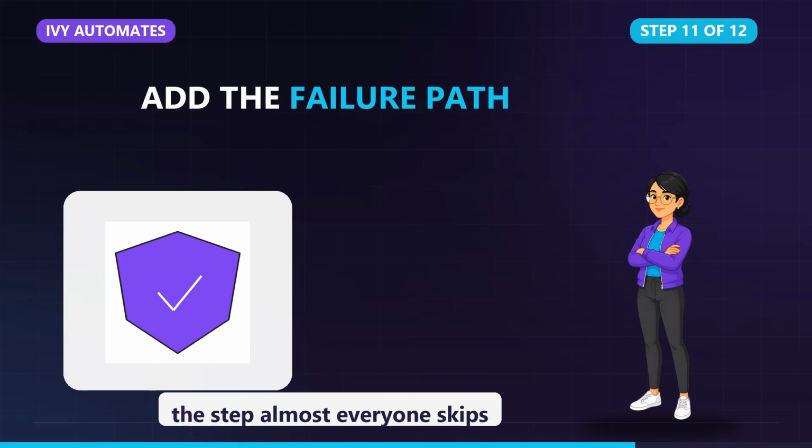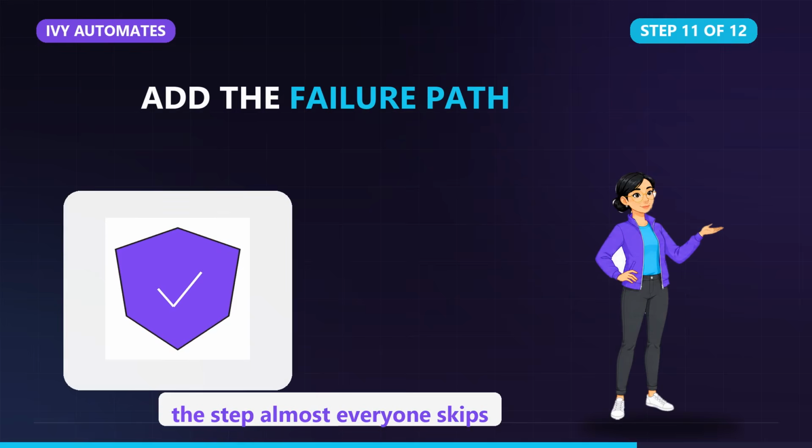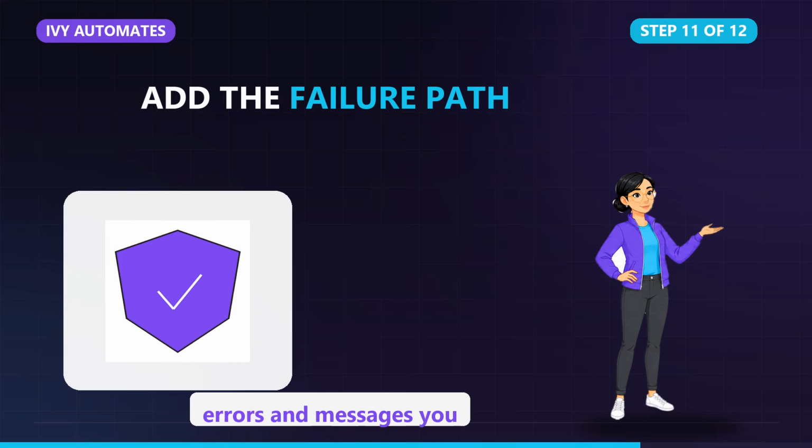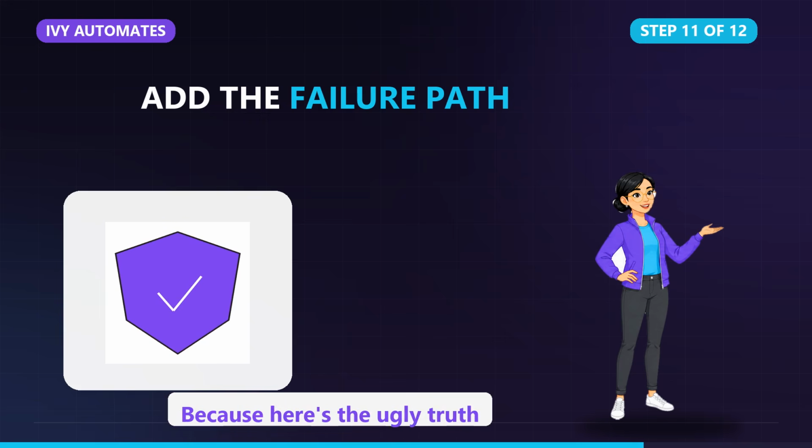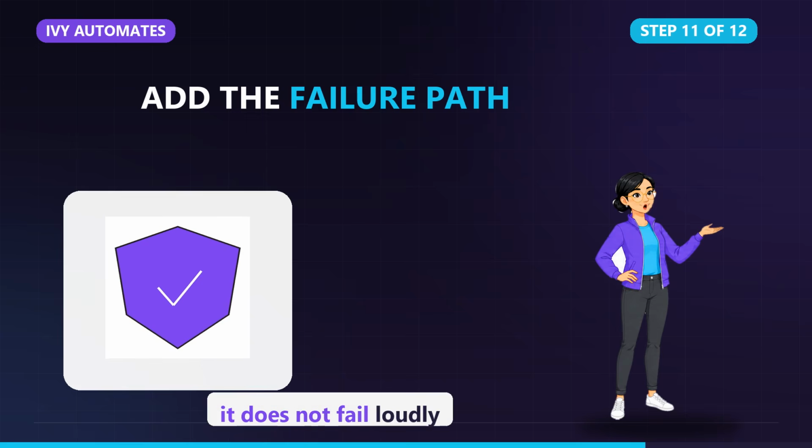Step 11. The step almost everyone skips, the failure path. Add a branch that catches errors and messages you: Brief failed on this document today. Because here's the ugly truth about automation. It does not fail loudly.